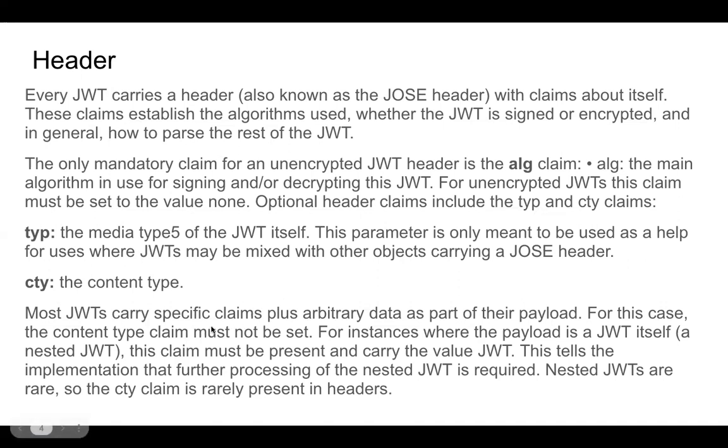So most JWTs carry specific fields or claims plus arbitrary data as a part of their payload. Okay, for instance, where the payload is a JWT itself, which means nested JWTs, the type claim must be present and carry the value JWT. So then it should be a JWT. This tells the implementations that further processing of the nested JWT is required.